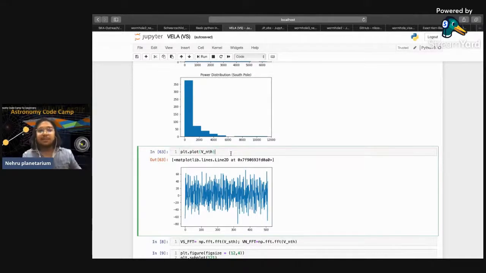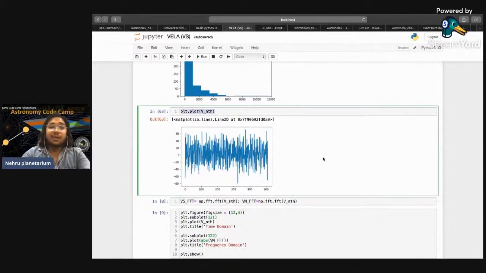So here the time series data is converted into frequency domain data, which means how my signal is changing with respect to different frequencies. As I mentioned, the central frequency at which the radio telescope is working is 326.5 megahertz with a bandwidth of 16.5 megahertz. Yeah, so this is how the time series data sets look.